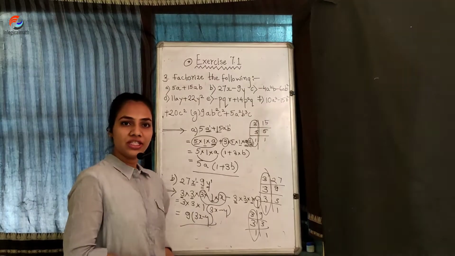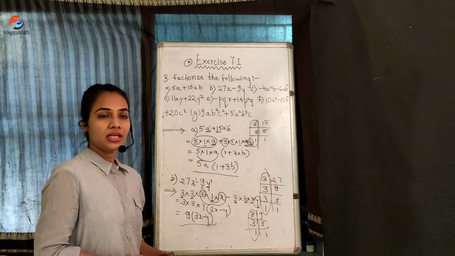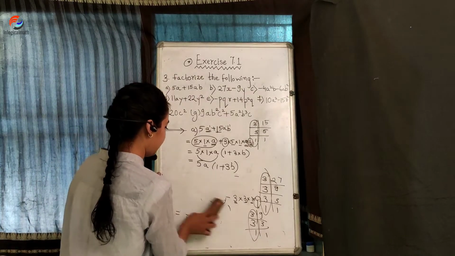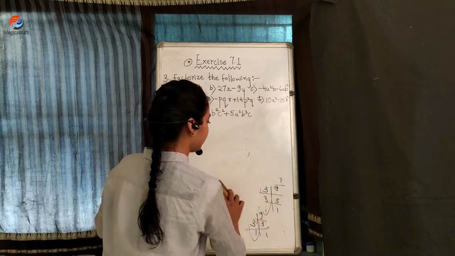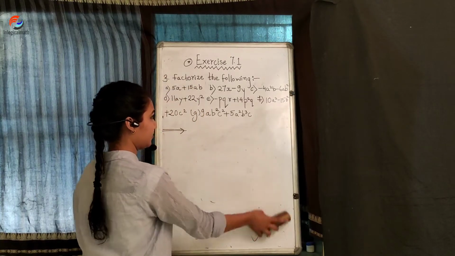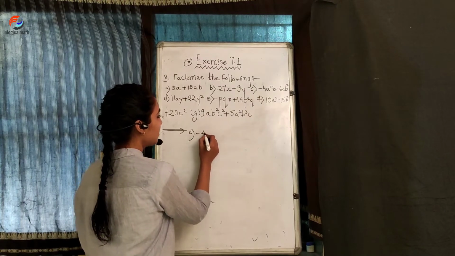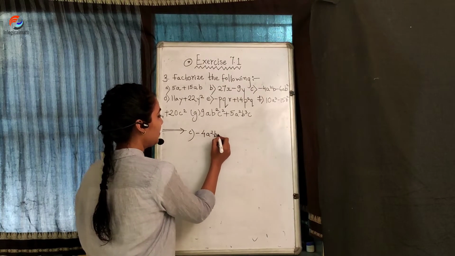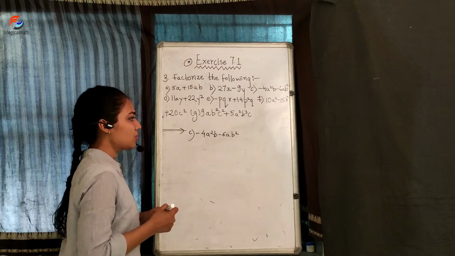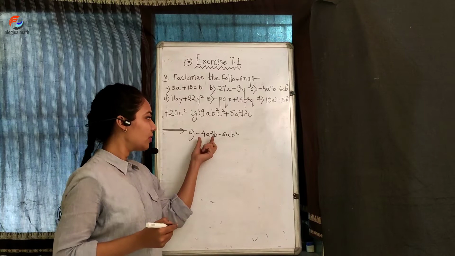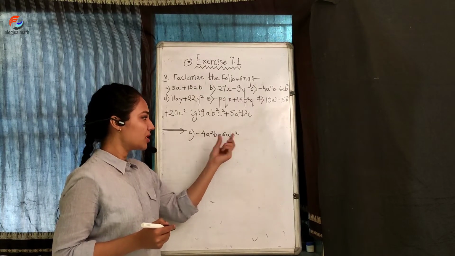Now we will go for the C question. What is it? Minus 4a square b minus 6ab square. So C equals minus 4a square b minus 6ab square. First find the factors of this monomial, this term, and then go for the next term.